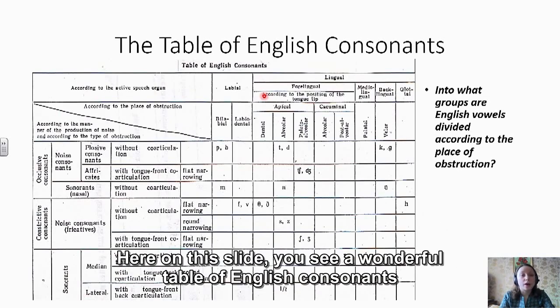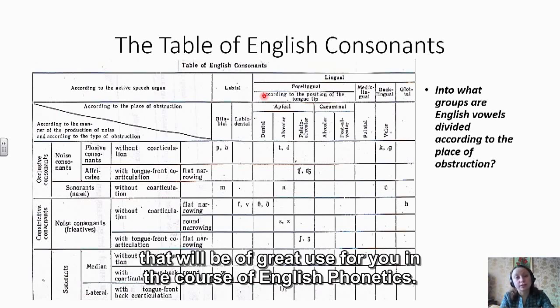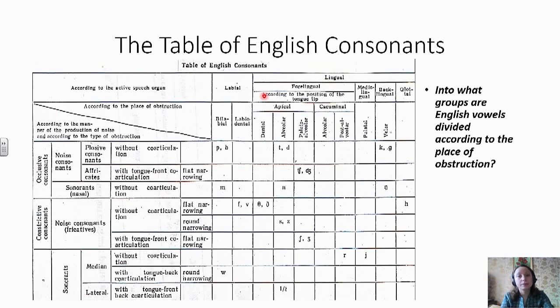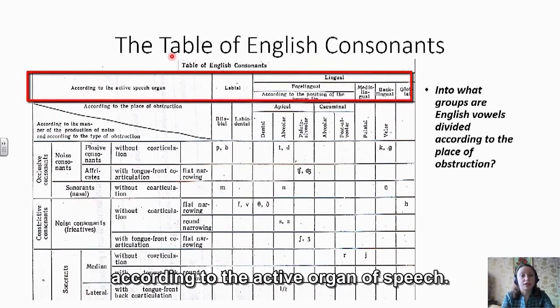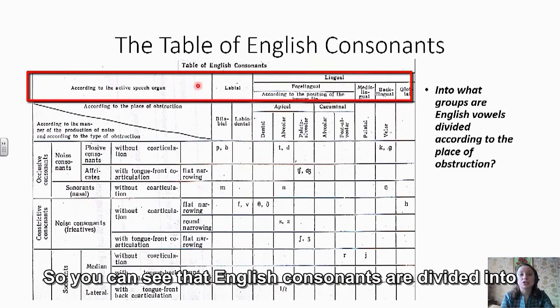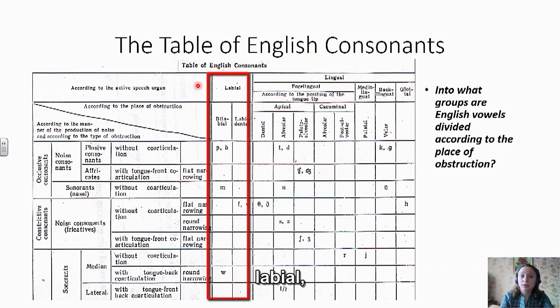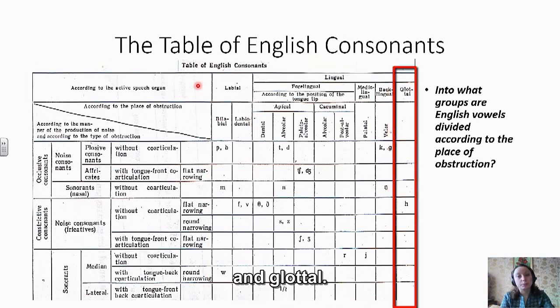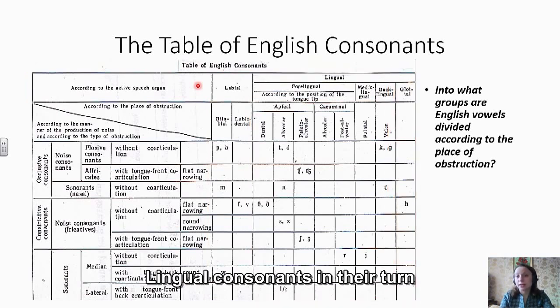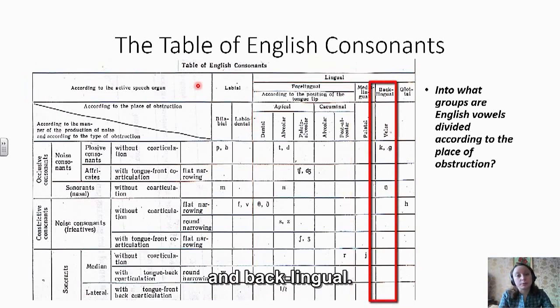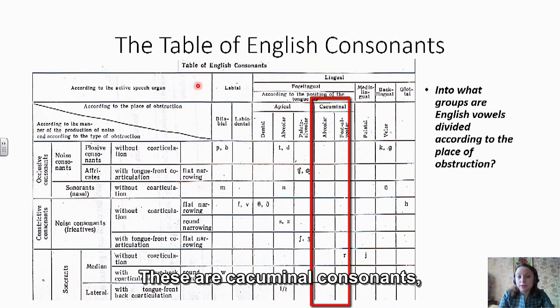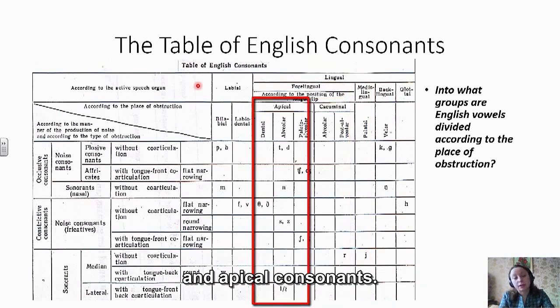Here on this slide you see a wonderful table of English consonants that will be of great use for you in the course of English phonetics. It is very user-friendly. So far we have discussed only one principle, according to the active organ of speech. So you can see that English consonants are divided into labial, lingual, and glottal. Lingual consonants, in their turn, are subdivided into forelingual, medialingual, and backlingual. These are cacuminal consonants and apical consonants.